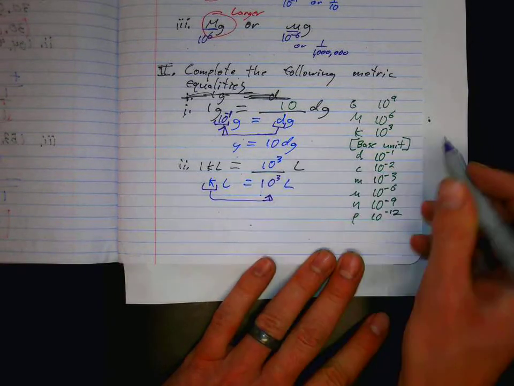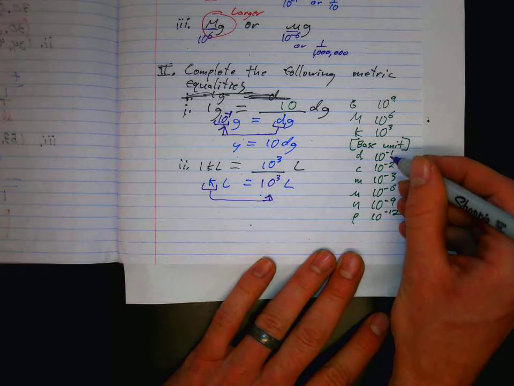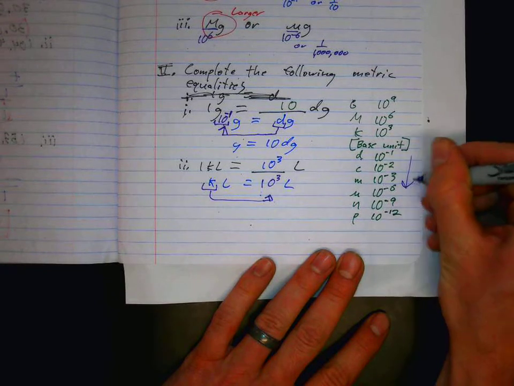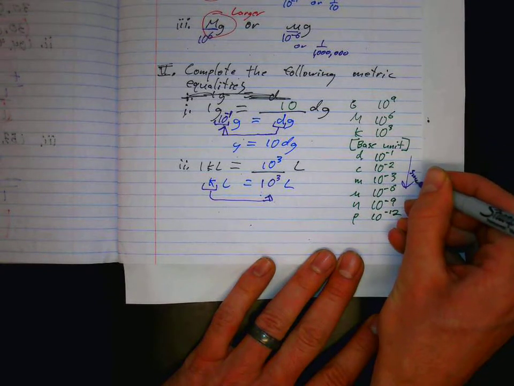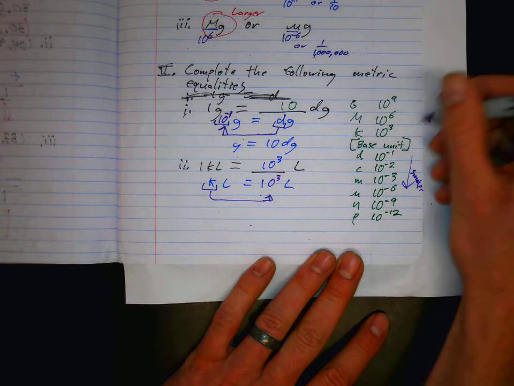Likewise with the deci, we know that deci is smaller. See, these are getting smaller, and these are larger this way.